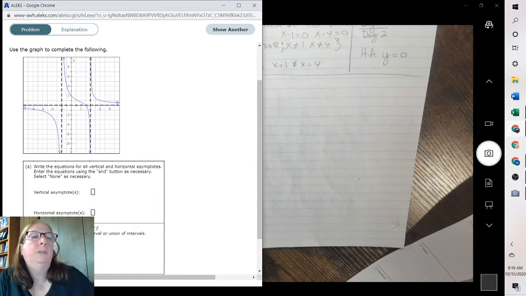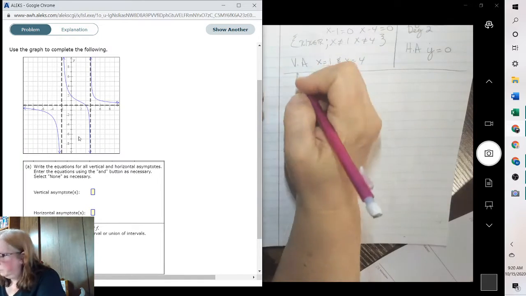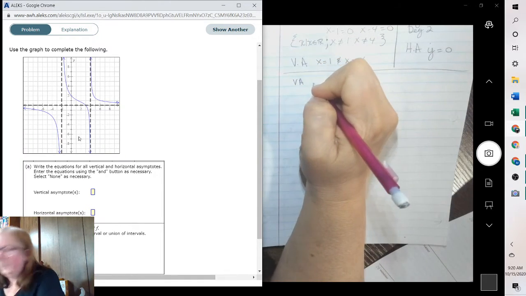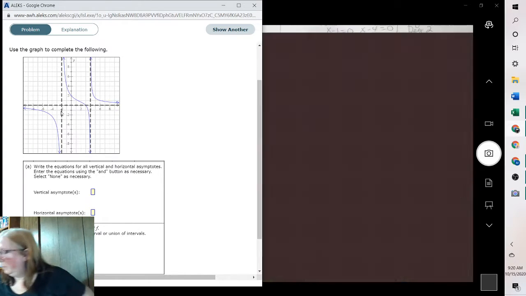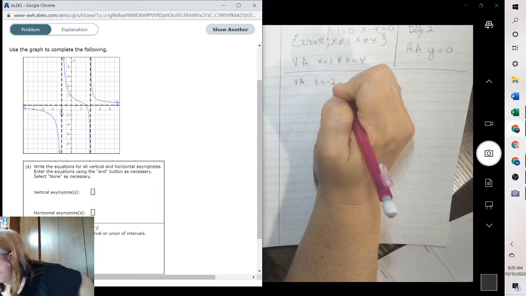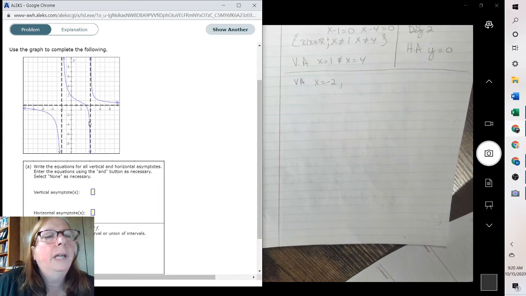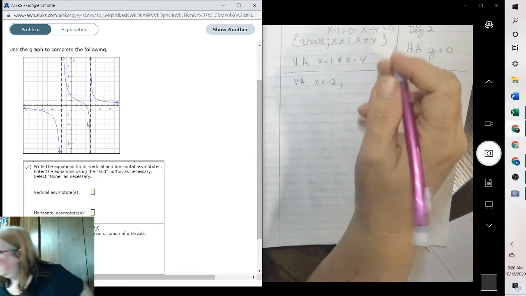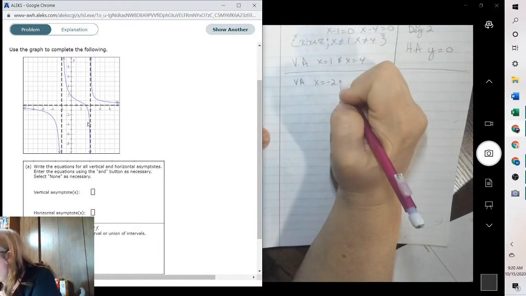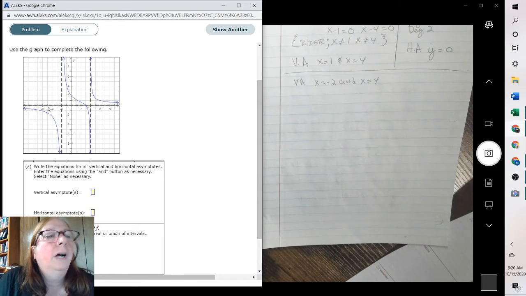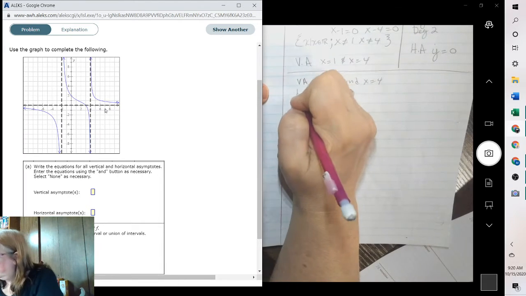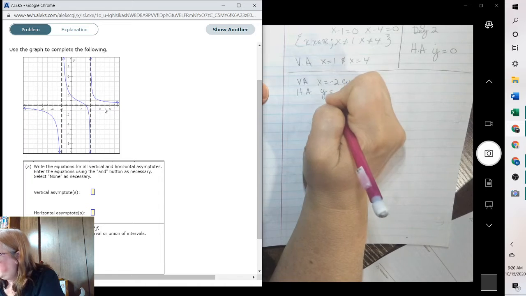So vertical asymptotes are asymptotes that are going up and down. Notice there's two of them. There's one at -2, so we have a vertical asymptote at x equals -2. And then we have one at 4. So x equals -2 and x equals 4. The graph is right on the axis, where y equals 0, so the horizontal asymptote is y equals 0.